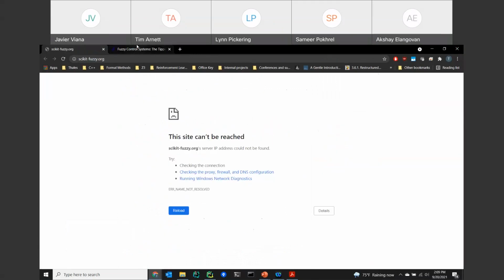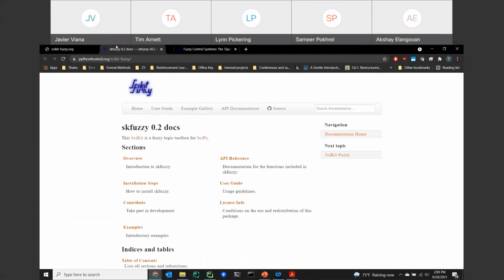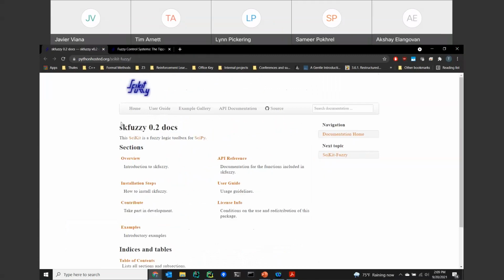skfuzzy is a Python module that does fuzzy logic. And you can make fuzzy logic controllers and inference systems. It's relatively easy. It's probably one of the better ones out there right now in Python.